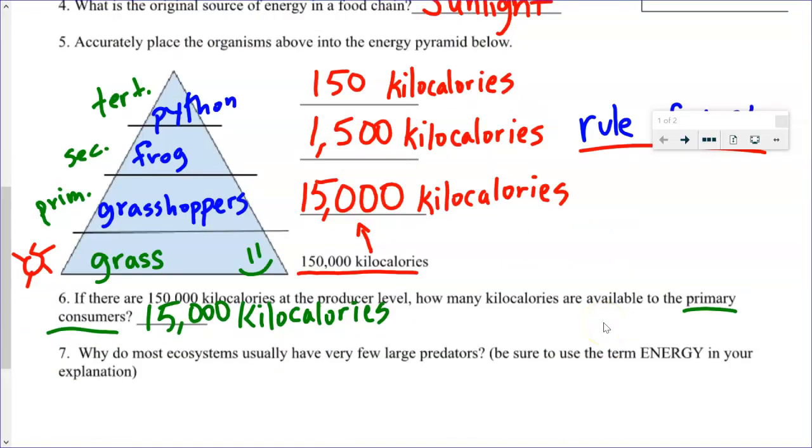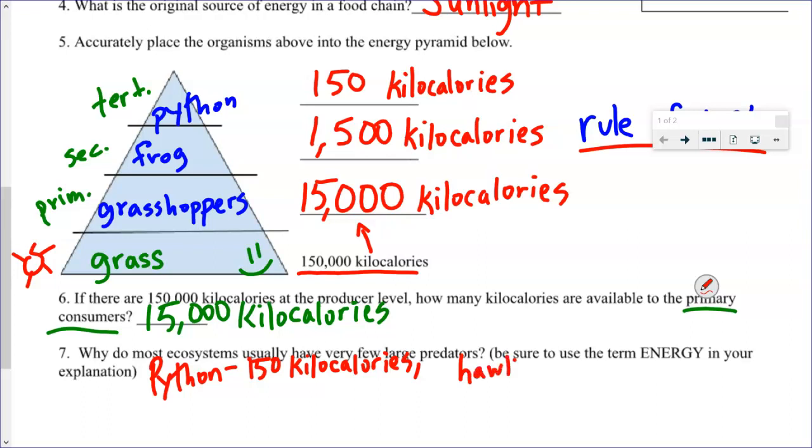All right, so let's use those numbers to help us answer question number 7. It says, why do most ecosystems usually have very few large predators? Well, look at our number of kilocalories available to each population of animals, okay? Let's say the python, remember the python only has 150 kilocalories. Well, what if a hawk were to swoop down, or a population of hawks needed to live in this environment, and they're eating on the pythons? How much energy is available to them?